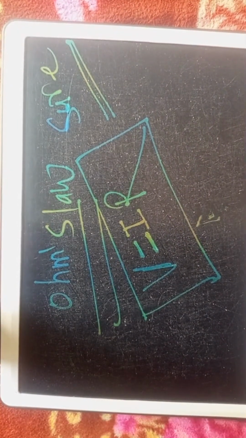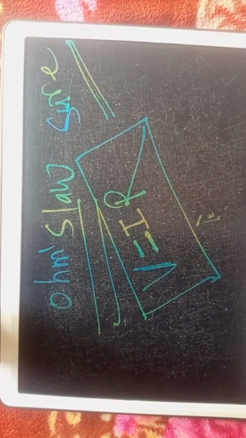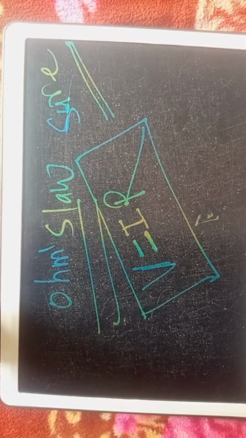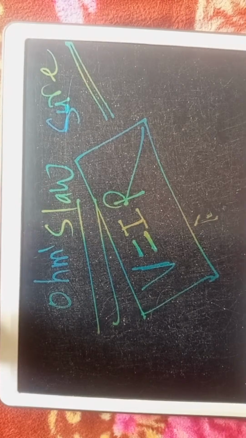Ohm's law, V is equal to IR. Ohm's law, V is equal to IR. Ohm's law, V is equal to IR.